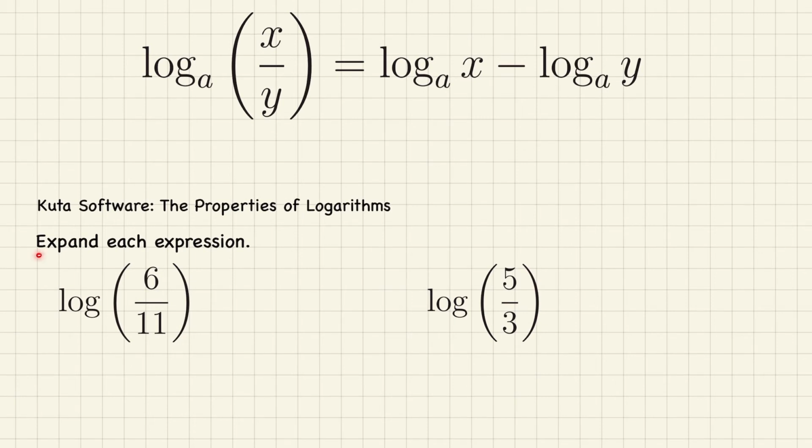Here, we're asked to expand each expression. We know we're dividing. We have the log of 6 over 11. So this is division, so we're going to use subtraction. Our quotient rule says we're going to subtract. So this is going to be the log of 6 minus the log of 11. In our next example, we have the log of 5 over 3. We're going to use the quotient rule here. So this is going to be the log of 5 minus the log of 3.